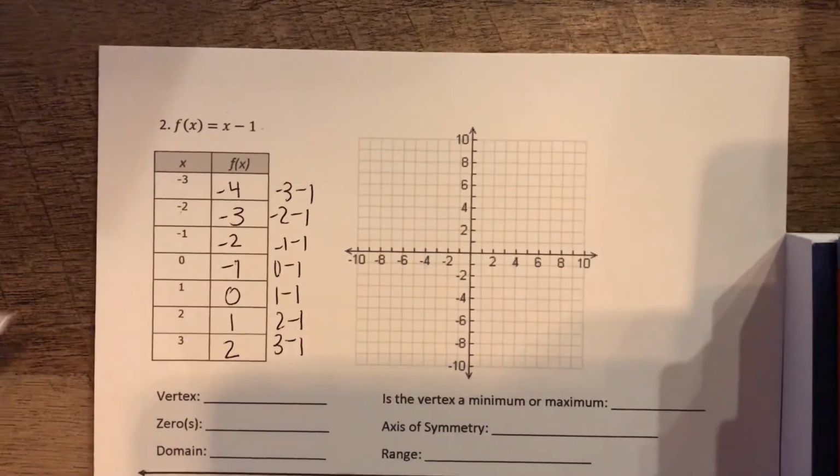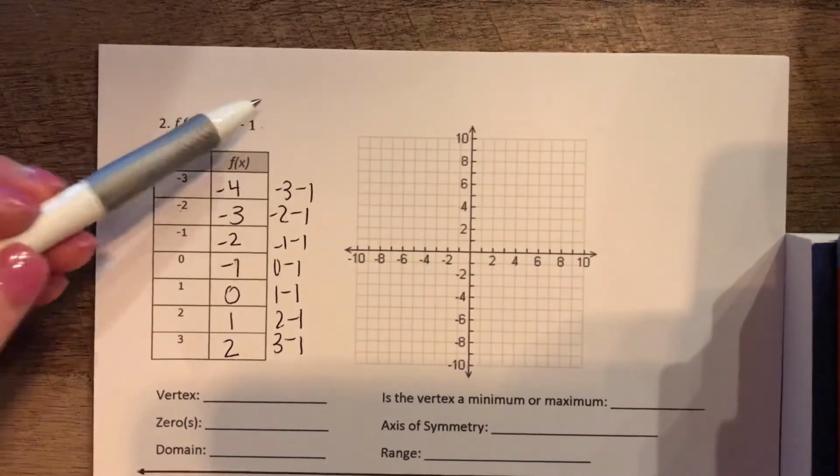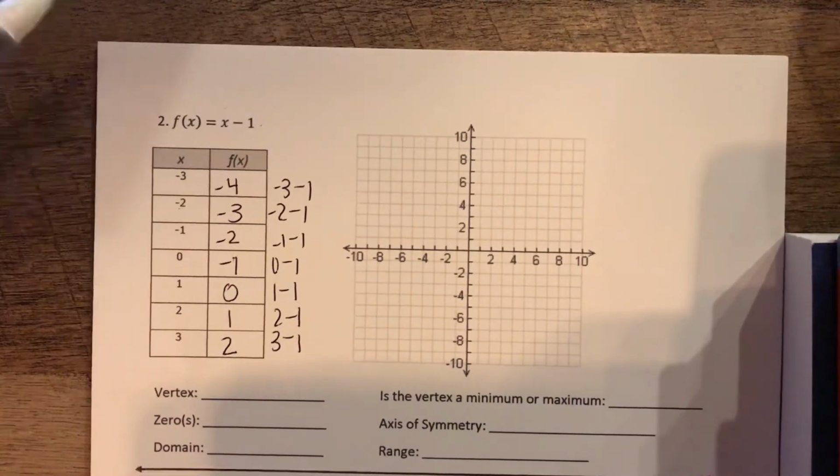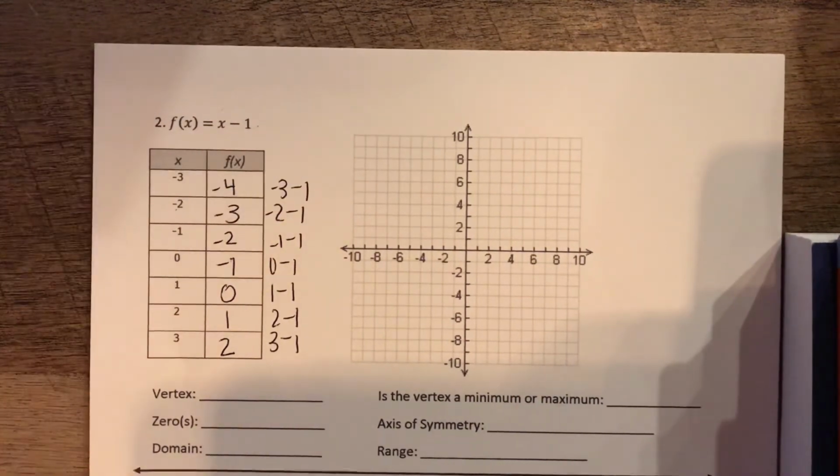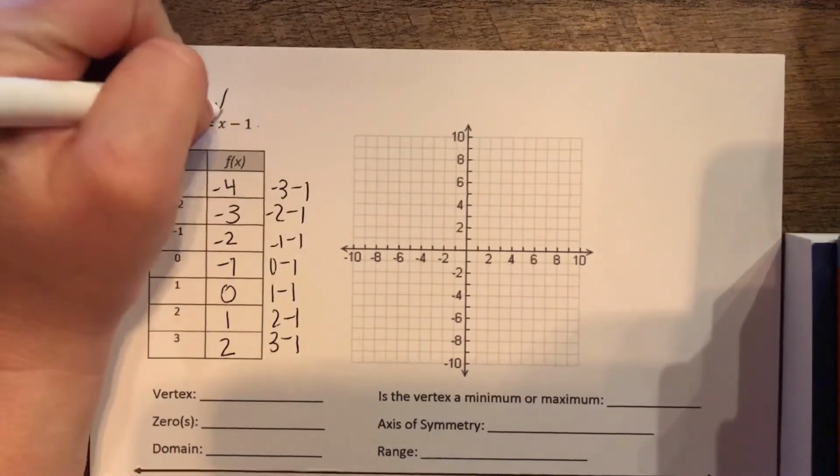Now, the reason why I wanted you to treat this as if we didn't know what was happening is because we are looking at quadratic functions, but specifically this graph right here, f of x equals x minus 1, is actually not a quadratic.